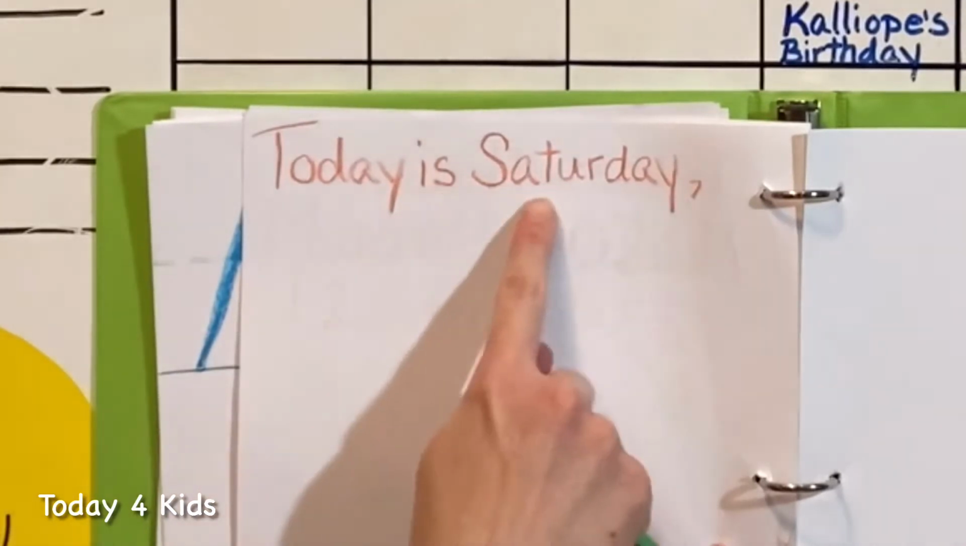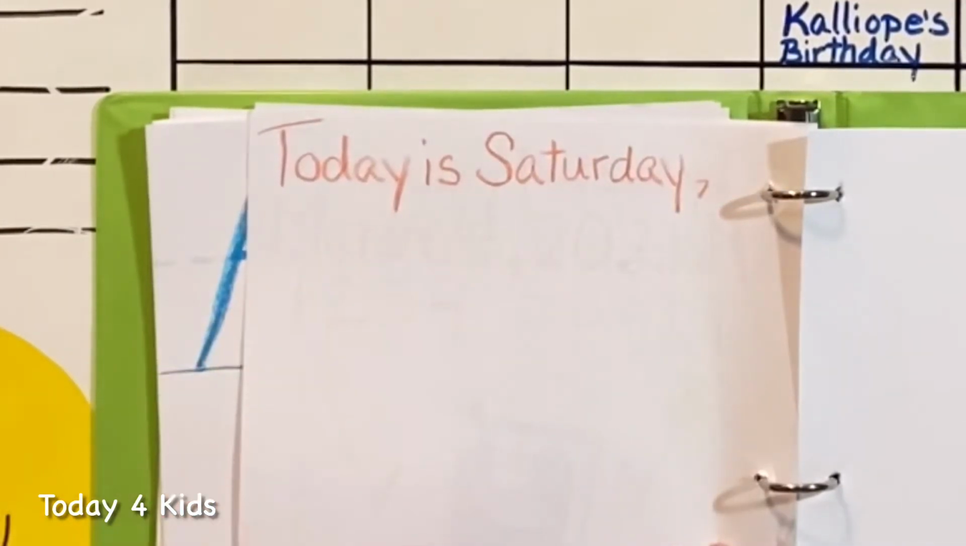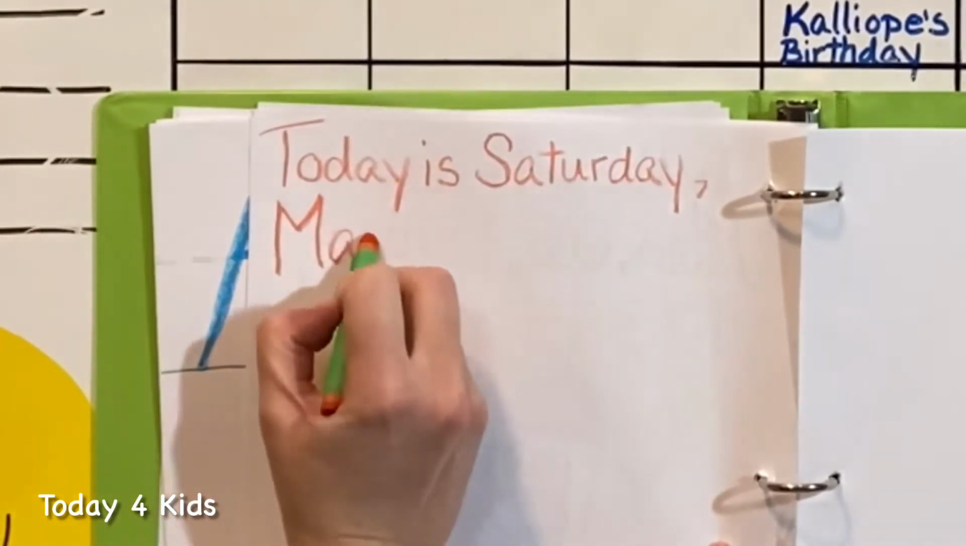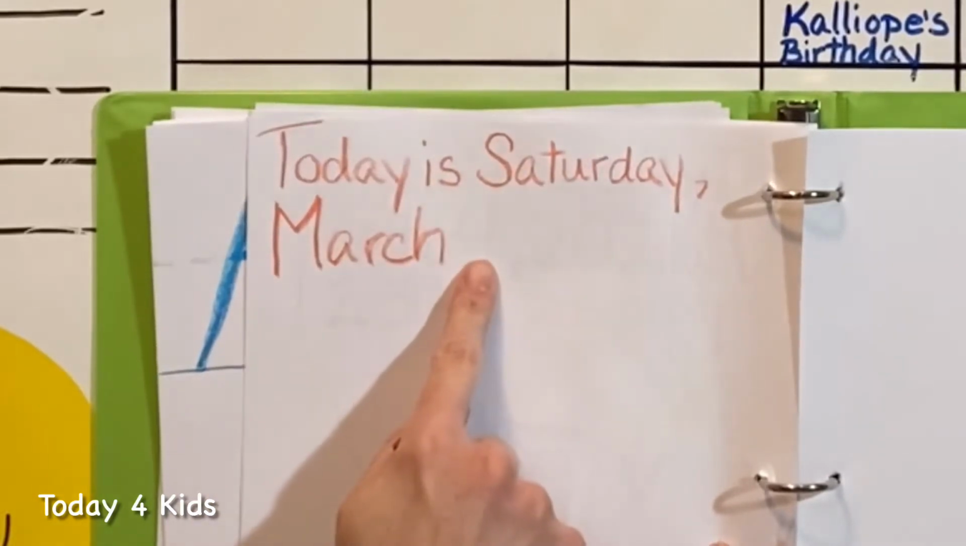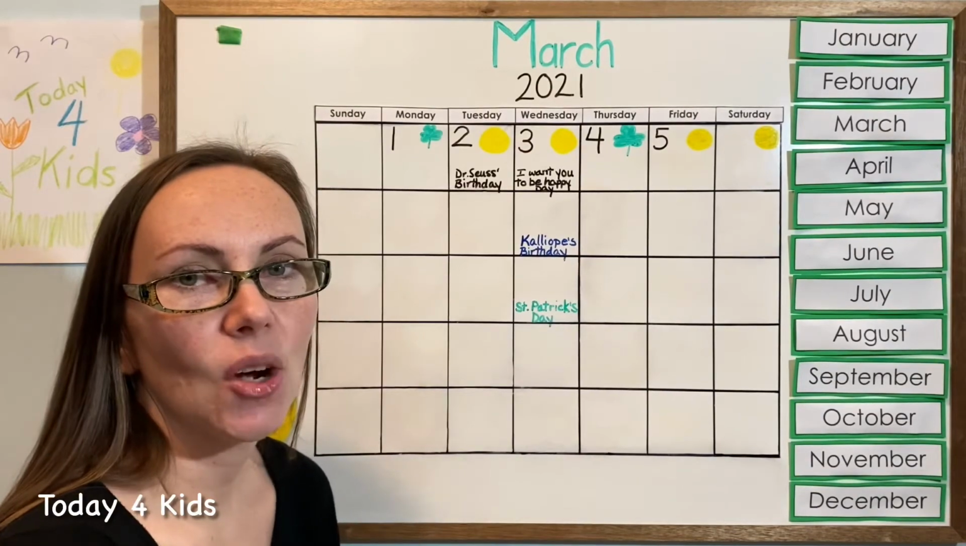Today is Saturday, comma, and there's not enough room here, so I'm going to come down and go back to the beginning. March, capital M, A-R-C-H. And next we're going to put in the number. What do you think the number is today? Oh, I hear some great guesses.